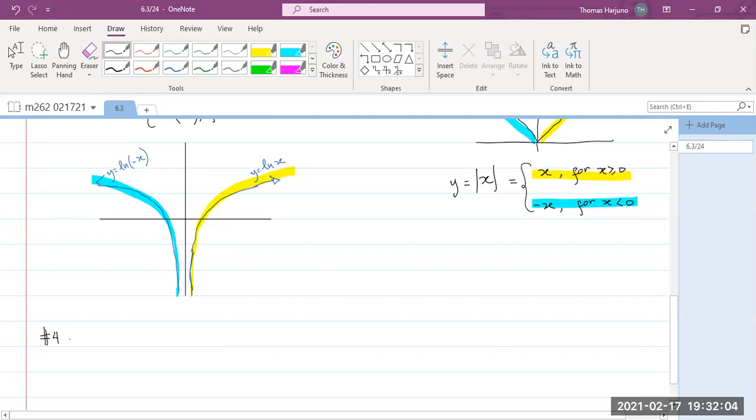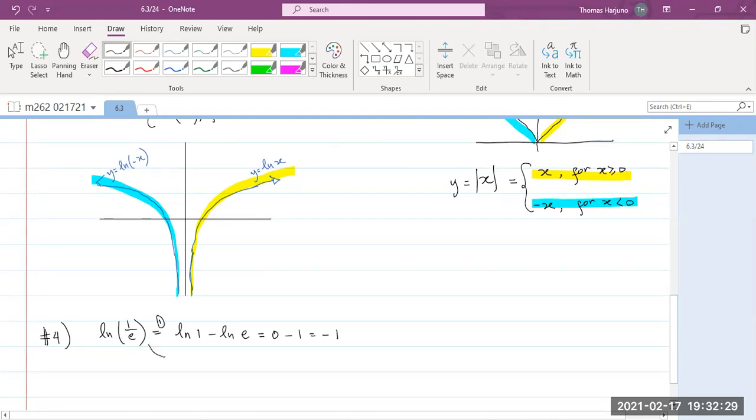Number 4a. We have natural log of 1 over e. You have two ways to do this. The first one, you use rule number 2, natural log of 1 minus natural log of e. Natural log of 1 is 0, natural log of e is 1, so this is -1. That's the first way. So we know the answer is -1.